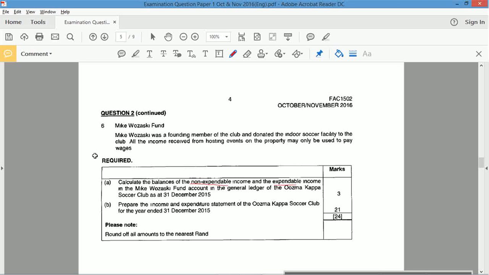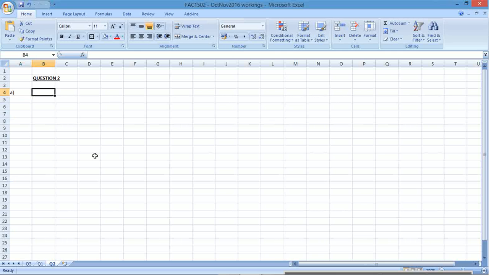They said calculate the balances in the non-expendable income. So they want two things, non-expendable and expendable income. So what's the difference? Well, the one you can spend, the one you can't. The one you can't access, you can't touch.